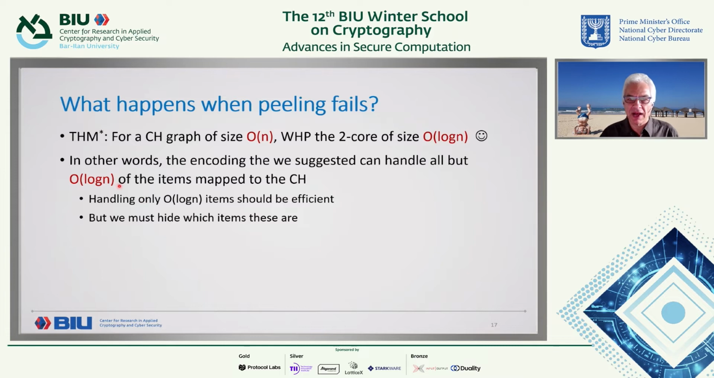You must somehow handle the 2-core while hiding which items are in it, but it's possible to do it. I'm not going to describe in detail how we're going to handle the 2-core. The question is how big it is. I have a slide which describes the entire protocol, but I won't go into details. If you're interested, you can look at the paper. The question is, what is the size of this 2-core?